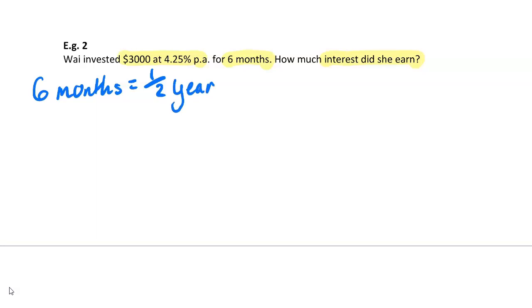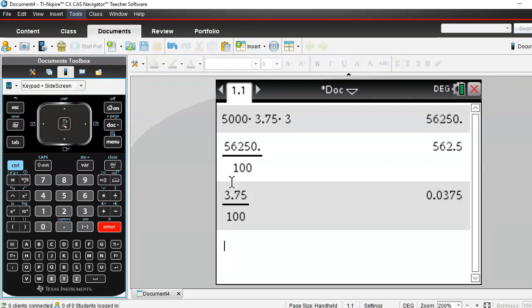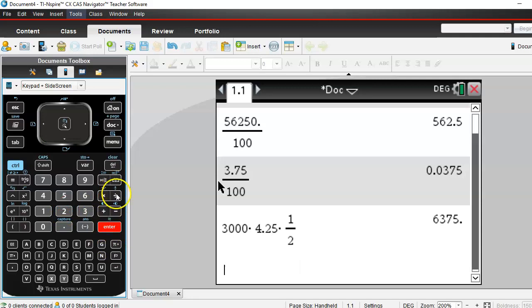Yep, there's 12 months in a year. So 6 out of 12 is 1/2. So it's half a year. So I'm going to get my calculator back up. Okay, so she invested 3,000 at 4.25% for 6 months. In other words, half a year. Okay, divided by 100.